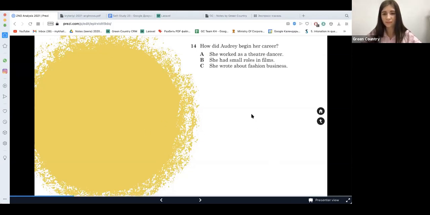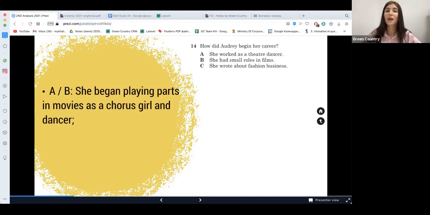Okay, go back to the question. Your option? Okay. Let's check with the script. Options A and B: she began playing parts in movies as a chorus girl and dancer. And C is not mentioned, basically. So the correct answer here is B, because then the speaker elaborated on her getting a role in the movie. We could hear the word dancer, but she wasn't a dancer. She got a role as a dancer, so she played a dancer in the theater.